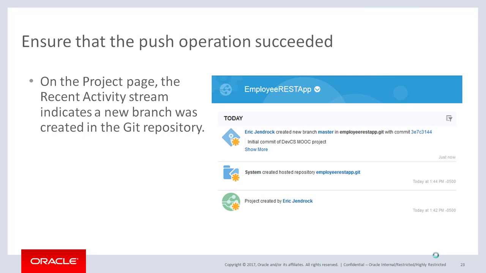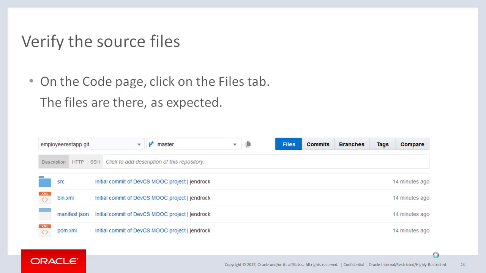Go back to the web interface and go to the project page. Look at the recent activity feed. You'll see a message that your commit succeeded and a branch was created. Go to the code page and click on the Files tab. The list of files and folders should match what you saw in your own system.